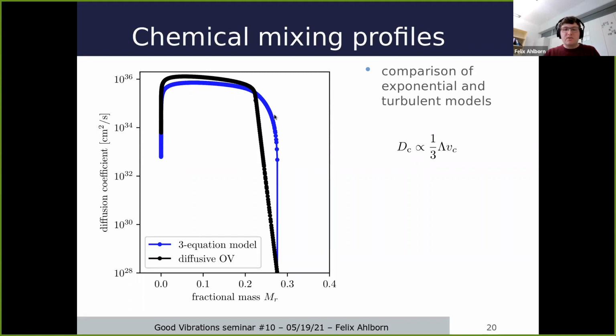However, in the overshooting zone, more pronounced differences are visible. The Kufuz model maintains a rather high mixing efficiency throughout the overshooting zone, while the diffusive overshooting model drops off exponentially as intended by construction. So in this comparison, the Kufuz model looks more like a step-like overshooting.